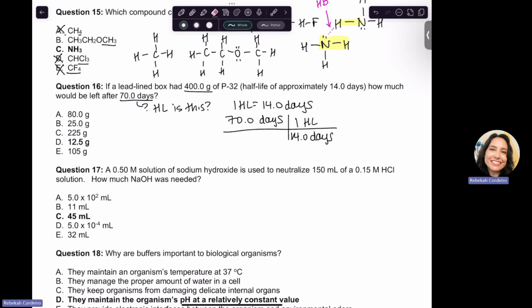So we can just do a quick conversion using half-life as a conversion factor. And we have 70 divided by 14, so we have 5 half-lives. And then now we can cut our sample in half 5 times. So that's 1 half-life.